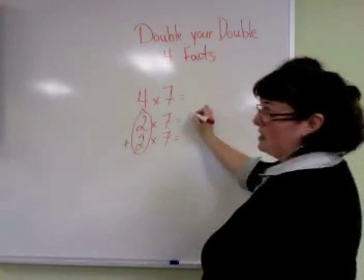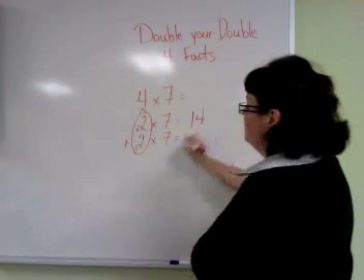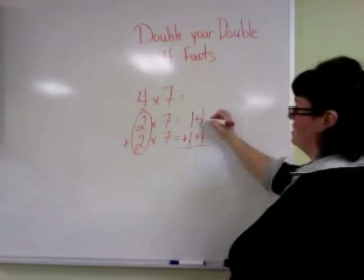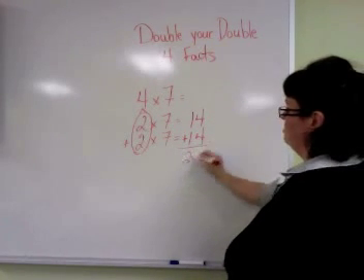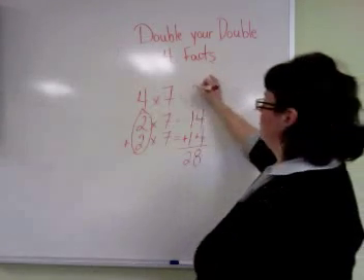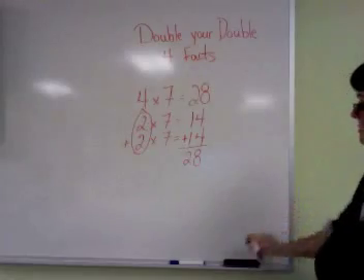So 2 groups of 7 is the same as 7 plus 7. So we have 14. We have 14 again. Quick mental math strategy using a front-end addition. 1 and 1 is 2, 4 and 4 is 8. No regrouping required. So our double the double fact for 4 groups of 7 is 28.